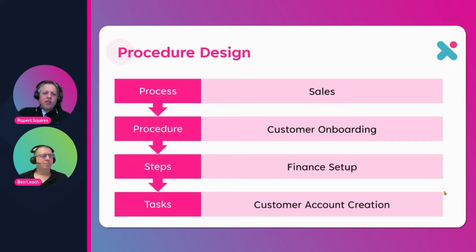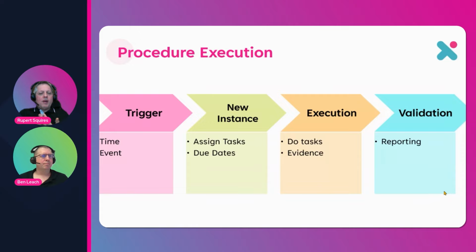Now, once we've created this procedure, we then need to think about execution of the procedure. So within a procedure, you need a trigger to start it. And that trigger can either be time-based, so as Ben touched on earlier, we talked about the appraisal process happening maybe on an annual basis, but it also could be event-based. For example, a new joiner comes on, well, maybe you've agreed to make an offer to somebody and they've accepted it, that starts the new joiner process.